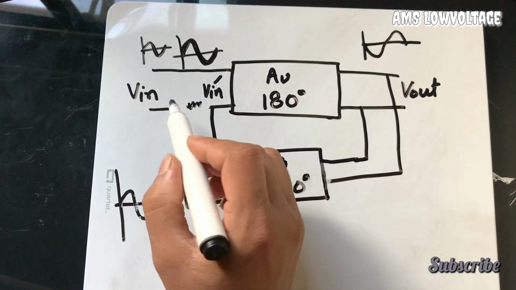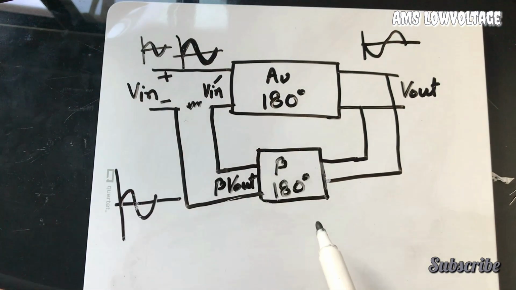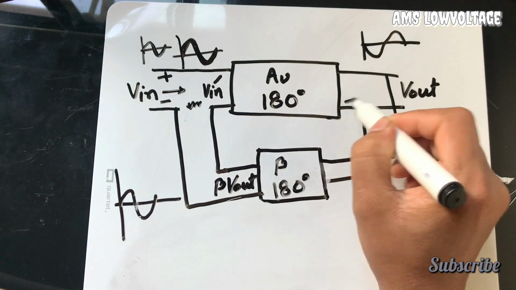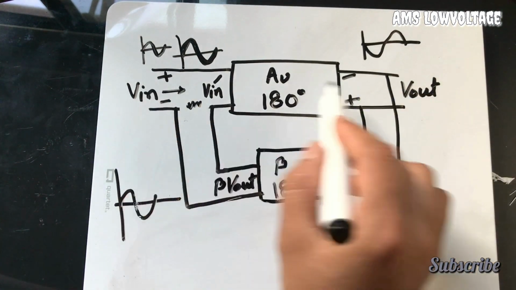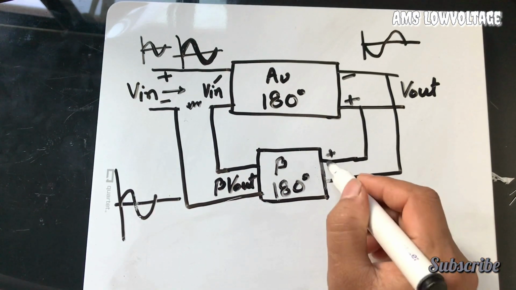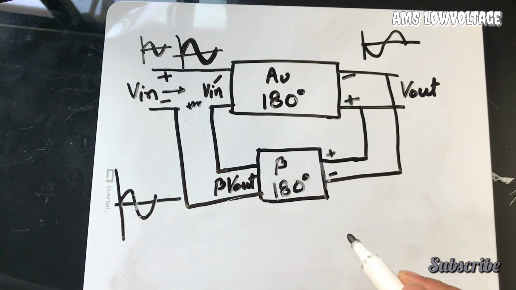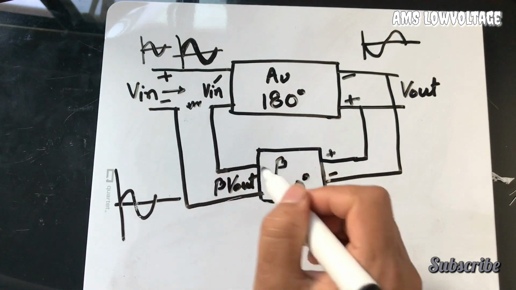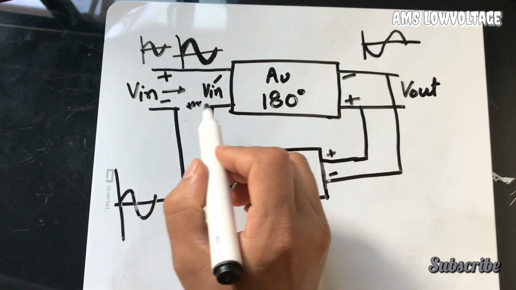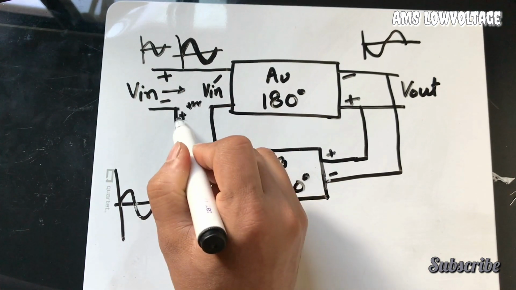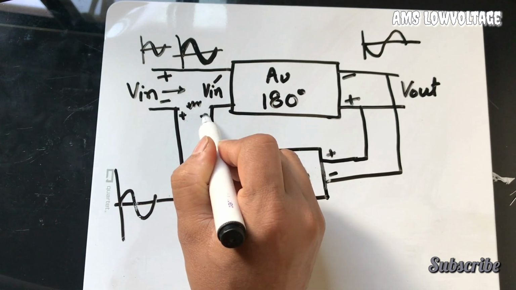More clearly, suppose this is the negative and this is the positive, just feeding to this amplifier. From the output you will get, here is the positive, here is the negative, because it is 180 degree phase shift. So this terminal will be positive and this will be negative. As we are feeding back as a positive feedback loop, the voltage from here will be added to the input. If you want to add it to the input, this end will be positive and this end will be negative.